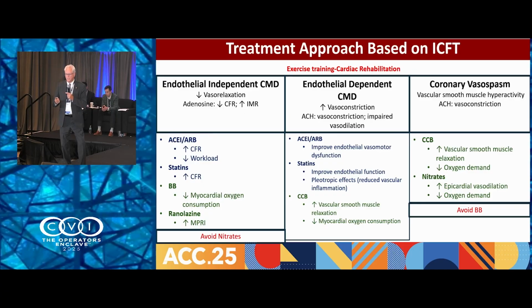For endothelial independent or abnormal coronary flow reserve, we start with beta blockers, and that's the mainstay, and then we use ranolazine. If you have endothelial dependent CMD, or if you have vasospasm, we start with calcium channel blockers. And in vasospasm in particular, we try to avoid calcium channel blockers.